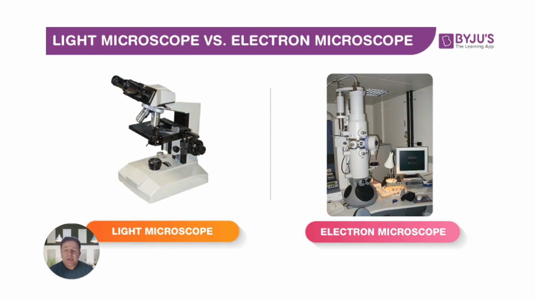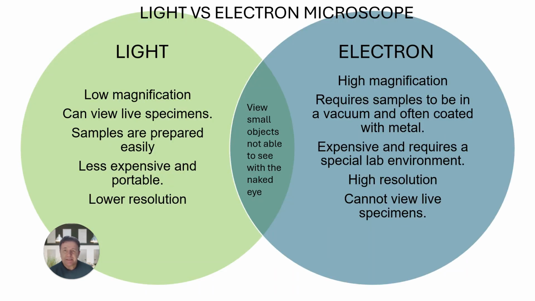You're also expected to know about light microscopes versus electron microscopes. So again, looking at the differences or similarities. So this Venn diagram shows you the differences very well. So you can see light microscope has a low magnification. It can view live specimens. Samples can be prepared very easily.